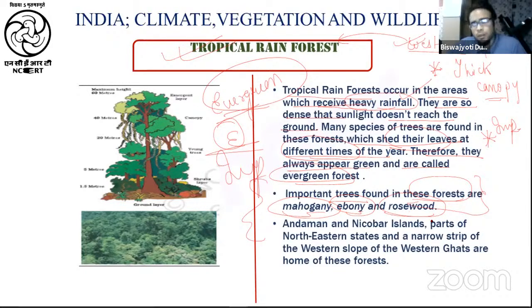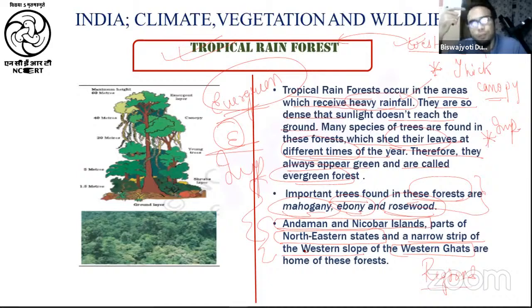Fine. Then what are the regions in India where we see the presence of tropical evergreen forest? It is found along the Andaman and Nicobar group of islands. It is found in the northeastern states of India. Then it is also found as a narrow strip in the western slope of the Western Ghats. So these are the three regions in India where we see the presence of tropical rainforest.